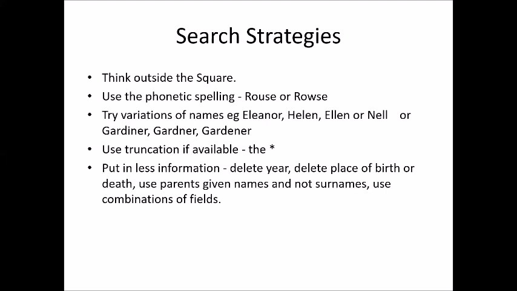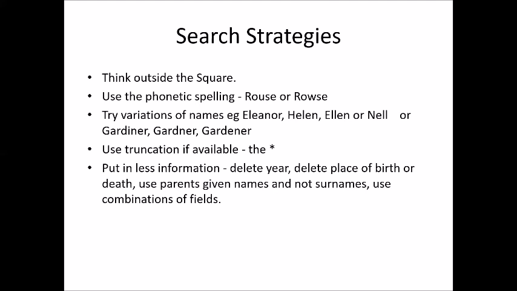This is where you might use a truncation key, or truncation symbol. You can use that on Ancestry, and you can use it on the Victorian indexes to births, deaths and marriages. So with gardener, you might replace the I with the truncation symbol, the little asterisk, and then it would search for the three variations of the name.